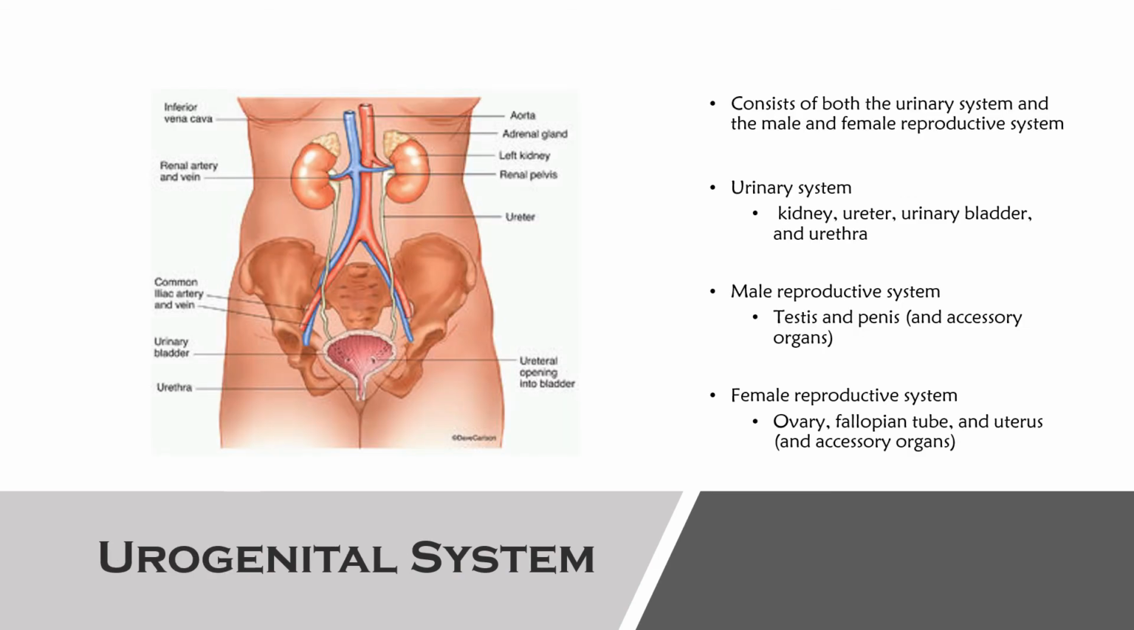Alright, so what I've done here for the last system is I've combined the urinary system and the reproductive systems. And this is done pretty often. It's called the urogenital system. And the reason why we combine the urinary and reproductive systems is because they share a lot of the same ducts when it comes to releasing objects from the body. The urinary system consists of the kidney, ureter, urinary bladder, and the urethra. The male reproductive system consists of the testes and the penis and any accessory organs like the prostate gland. The female reproductive system consists of the ovary, the fallopian tube, and the uterus, and any accessory organs as well.